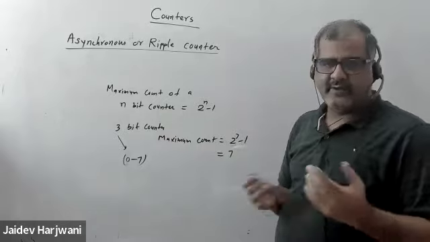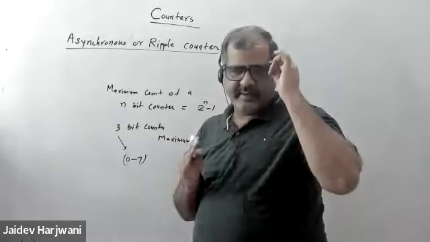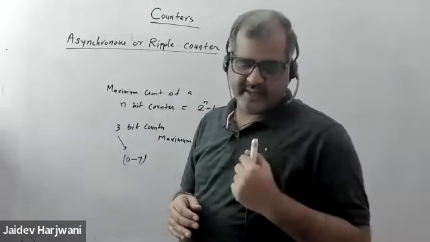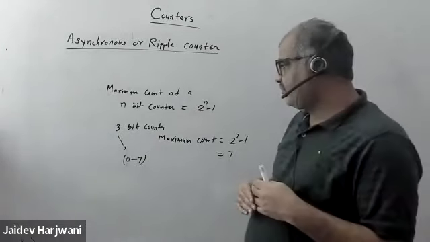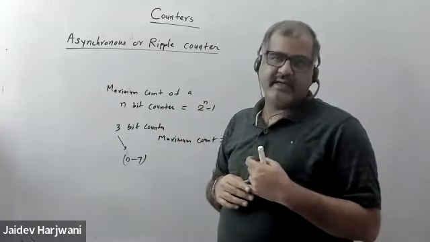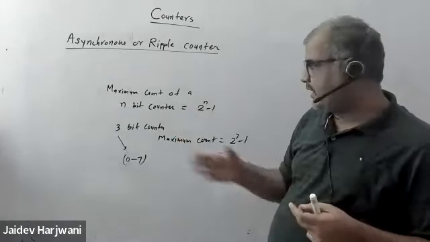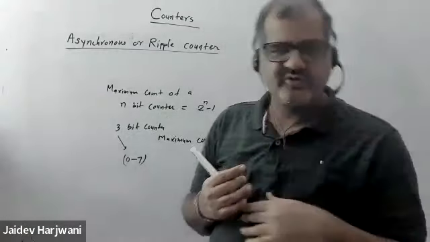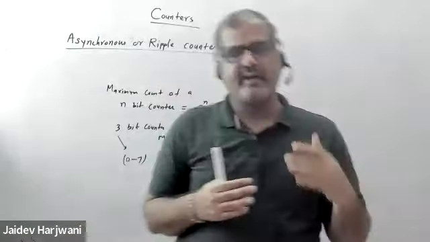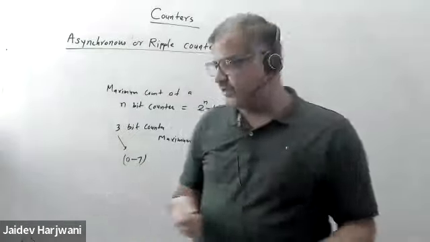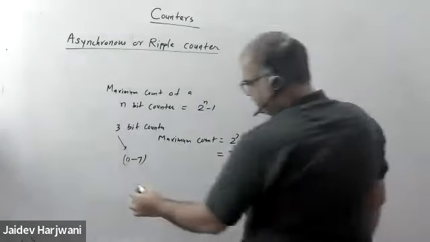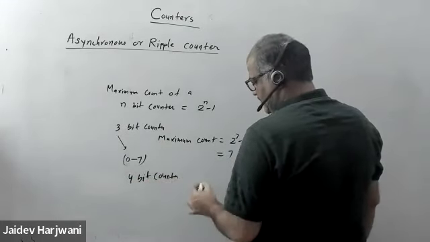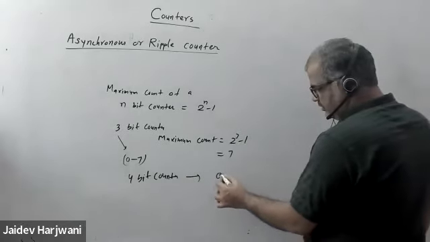And I told you the mod means through how many states a counter passes. That is called mod n. For example, if I want to make a mod 10 counter, I cannot use a 3-bit counter because it can count up to only 7. So I need to use a 4-bit counter, and a 4-bit counter can count from 0 to 15.